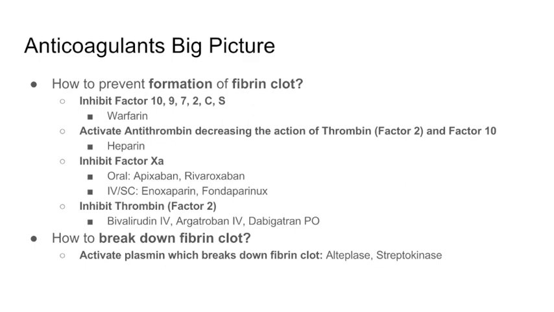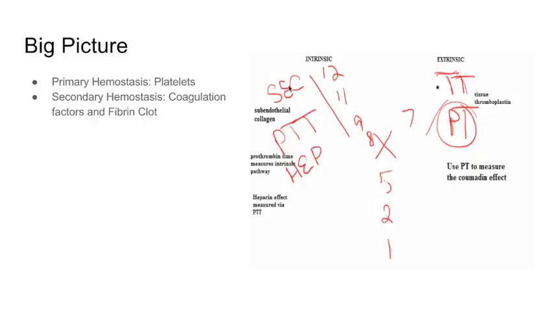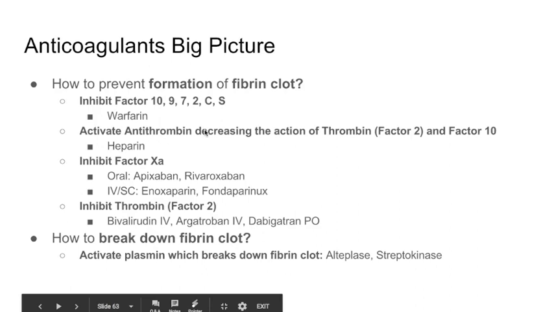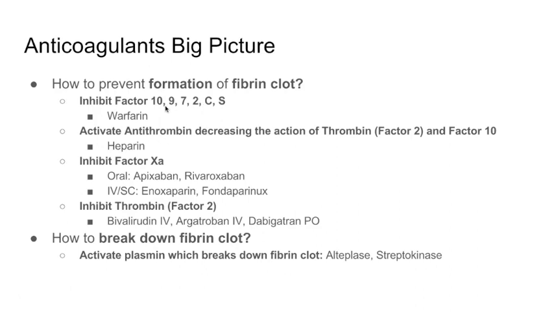And how do we make a fibrin clot? We make it through that common pathway that we talked about. Number one is a fibrin clot. So how do we prevent formation of a fibrin clot? The first thing that we can do is inhibit some of the factors: factor 10, 9, 7, 2, or protein C and S, and that's through warfarin.